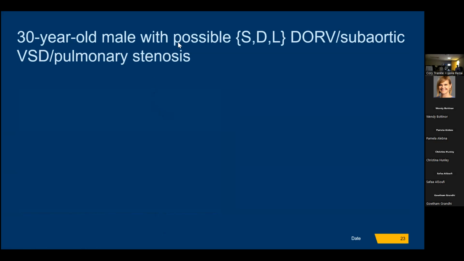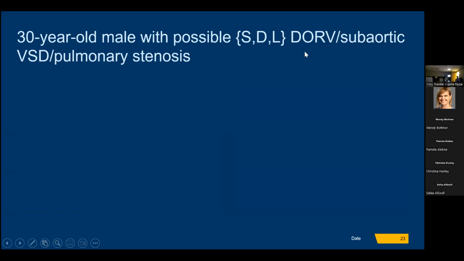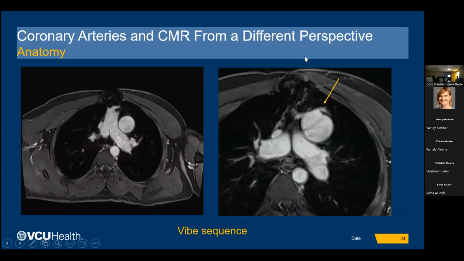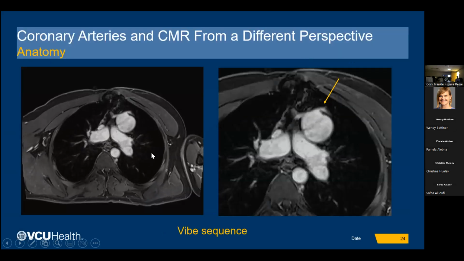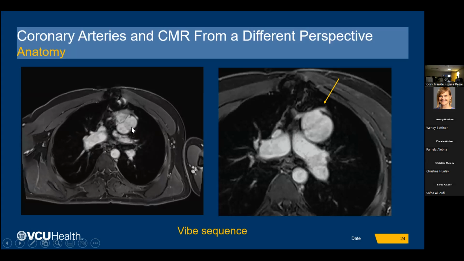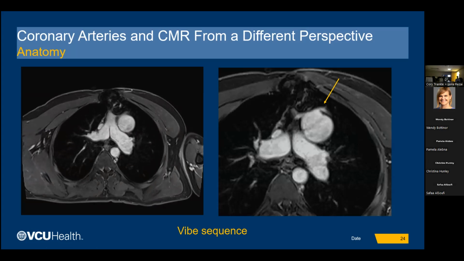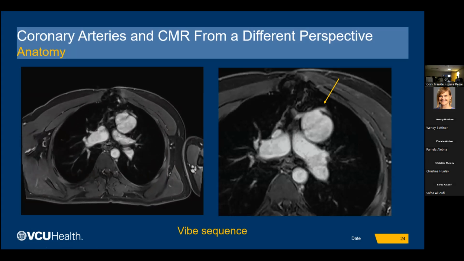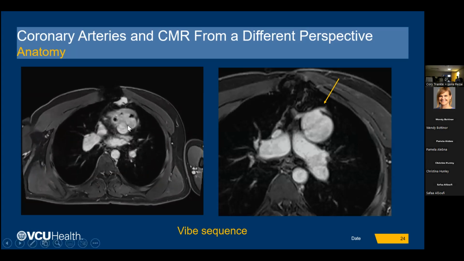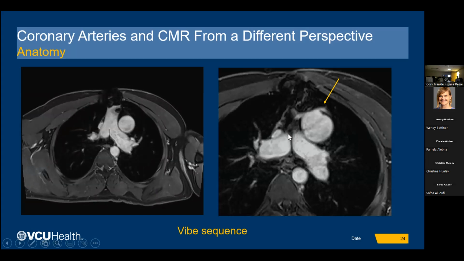All right. In terms of congenital heart diseases, there are a lot of helpful sequences that can be obtained. For instance, we have a 30-year-old male with possible double outlet RV and other anomalies. This is a T1-based sequence, but it's done with very thin slices and high resolution. It really nicely shows the abnormal course of the coronary artery.